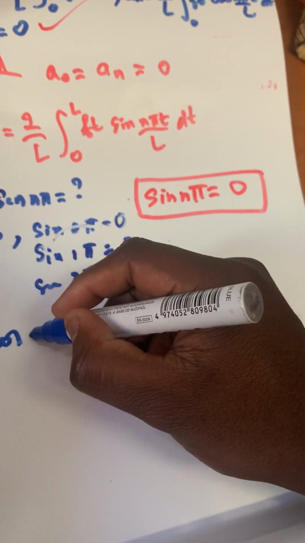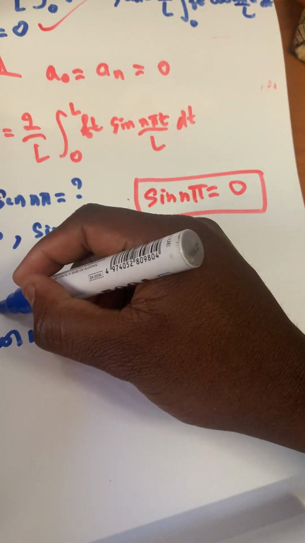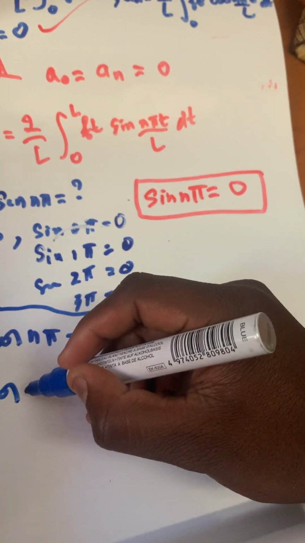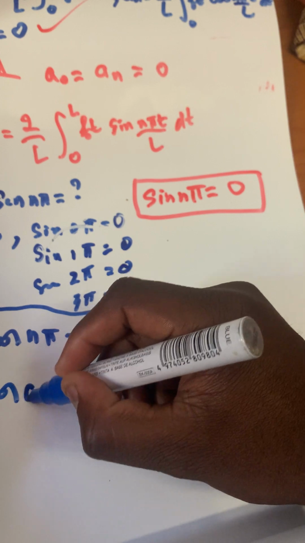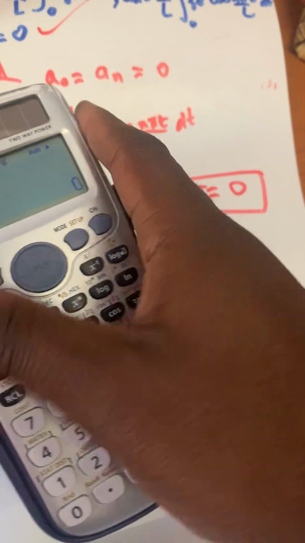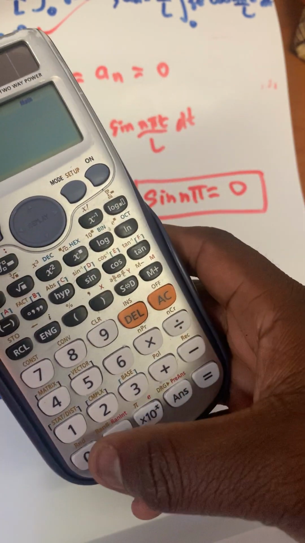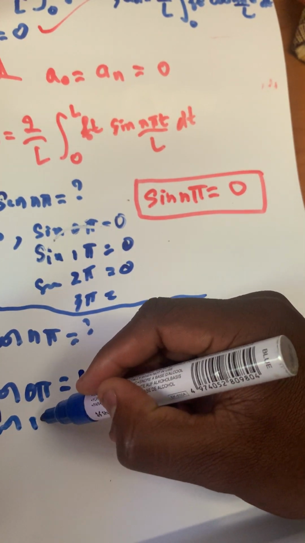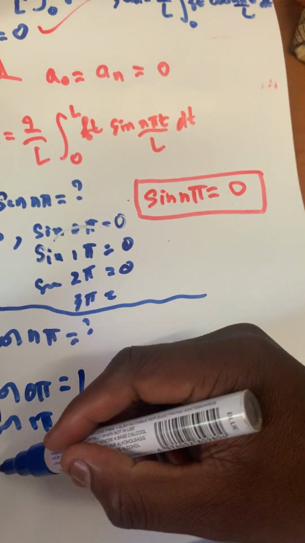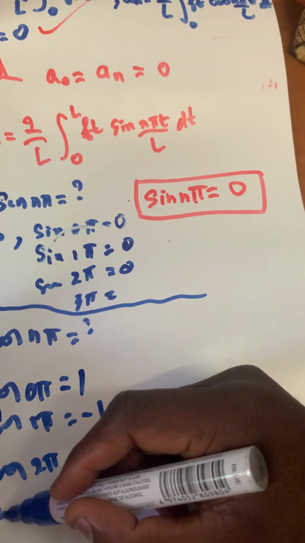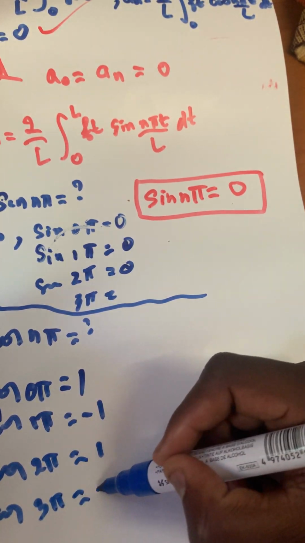When you have cos of n pi, okay, equal to what? Now, let's say n equal to 0, you're going to have 0 pi, which is 0, okay, cos of 0. And when you press cos of 0, it gives me 1. When you press cos of pi, it gives me minus 1. Cos of 2 pi gives me 1. Cos of 3 pi gives me minus 1.